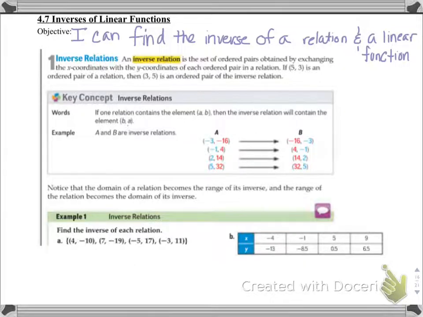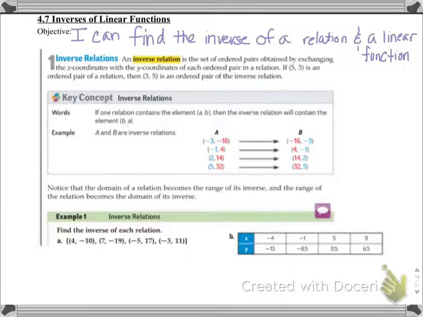This is lesson 4.7. First, write down the I can statement that says I can find the inverse of a relation and a linear function. Please pause the video to do so. Then we can look at the definition of an inverse relation.